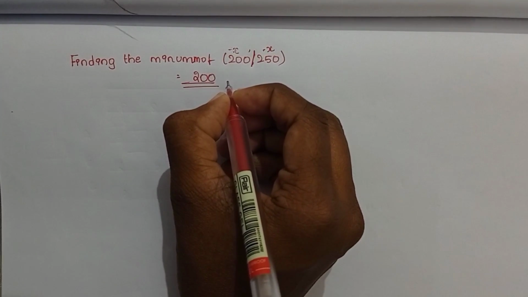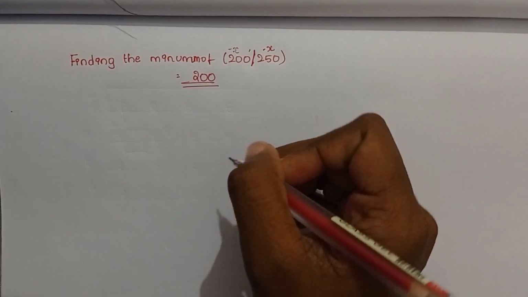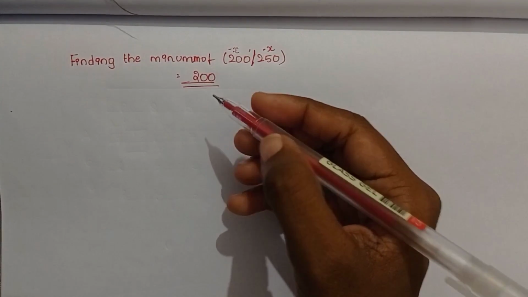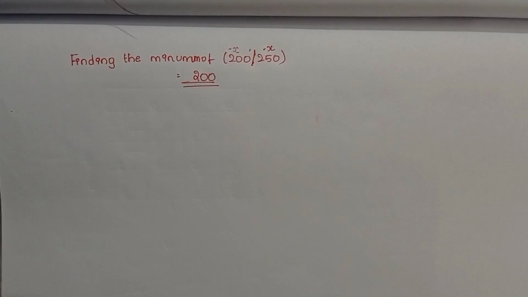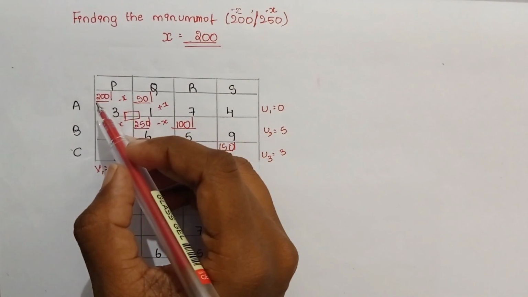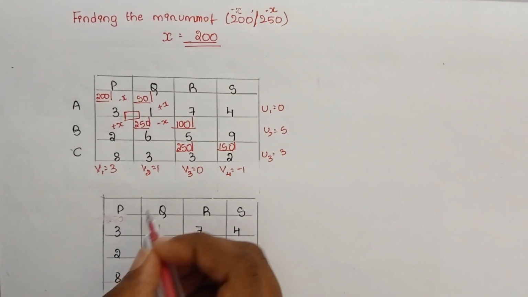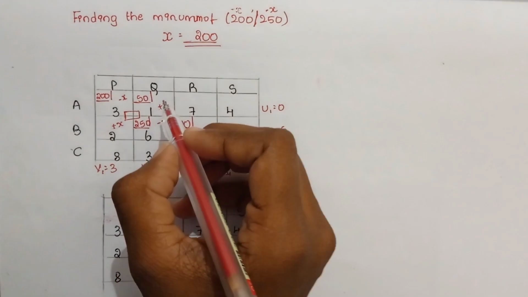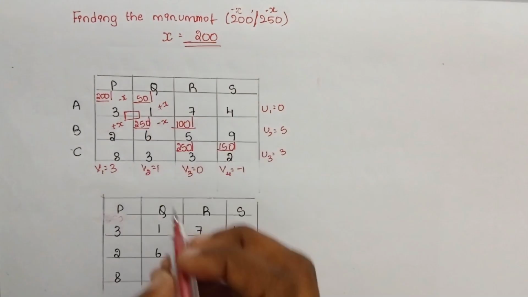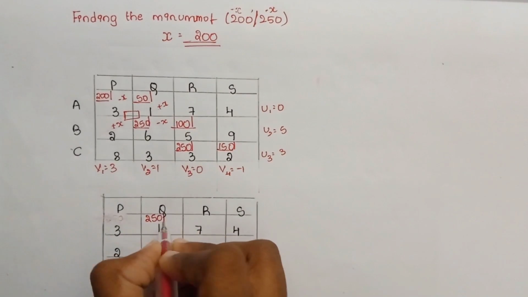Using this 200, we have to add it to the plus x value cells, and also we have to deduct this 200 from the minus x value cells. So now the x value is 200. This is minus x, right? So 200 minus 200 is 0, so I will not allot anything here. This is plus x, so 200 plus 50 is 250. So I have to allot this as 250.